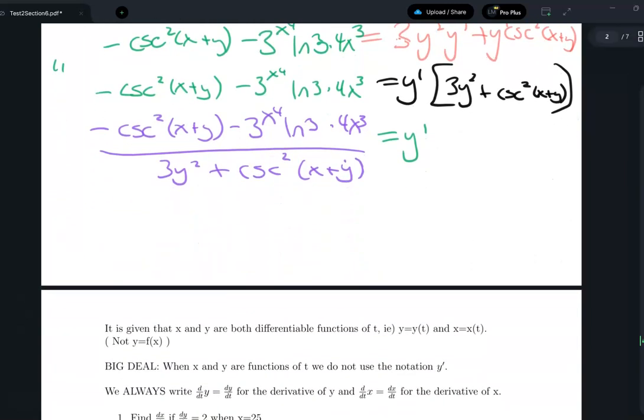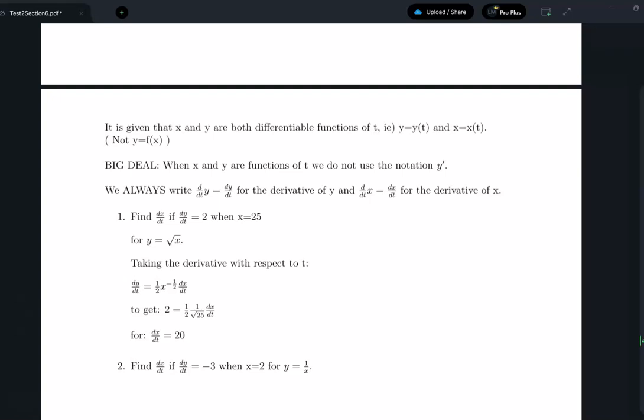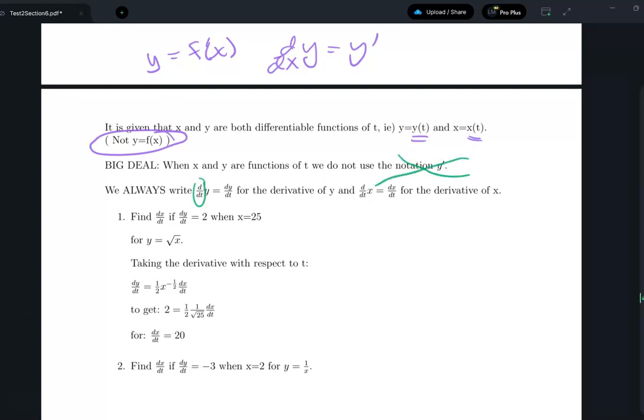Okay, so here we move into a little bit of different territory. So now we're going to be talking about x and y being functions of t, not y equal f of x. So when we have y equal f of x, when we say take the derivative with respect to x, that's how we get y prime. But what we're going to be doing here is we're going to be taking the derivative with respect to t. So you cannot use y prime, because y prime is designated for dy over dx.